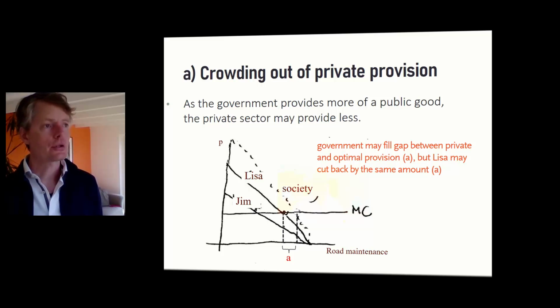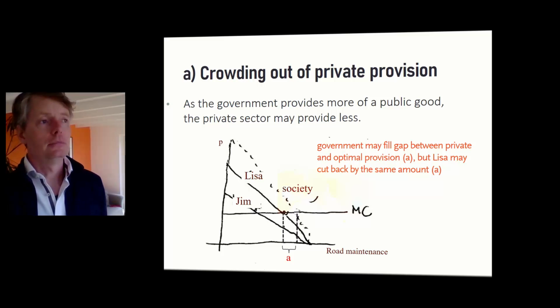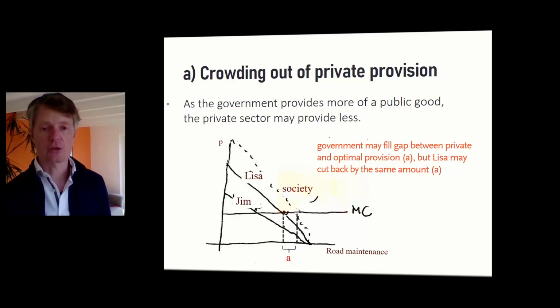in some cases, there's going to be crowding out, and that basically means that if the government provides a bit more of the public good, then Lisa may actually cut back by the same amount. So the end result is that there's no change in the level of provision of the public good. And that holds when we really have a one-to-one crowding out of private initiative as a result of public provision. And we'll be playing around with that in Wednesday's exercises.